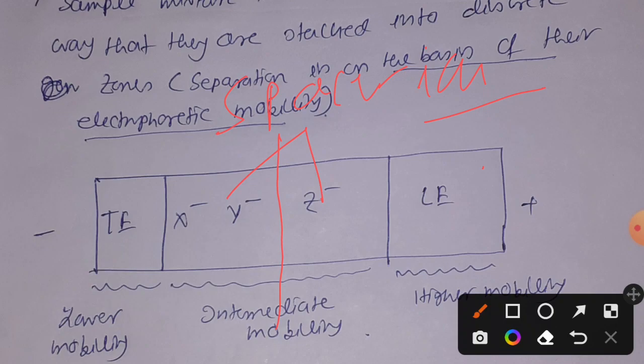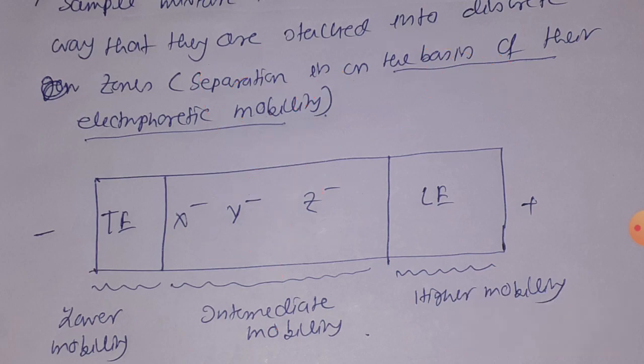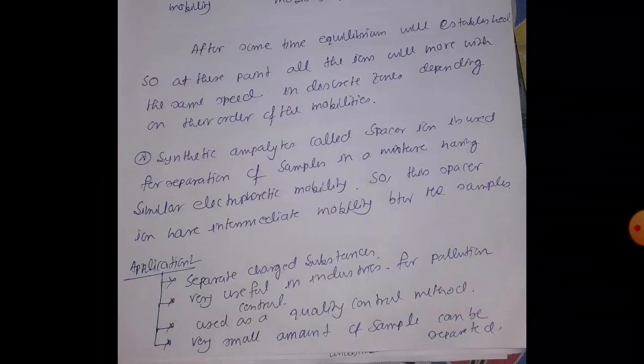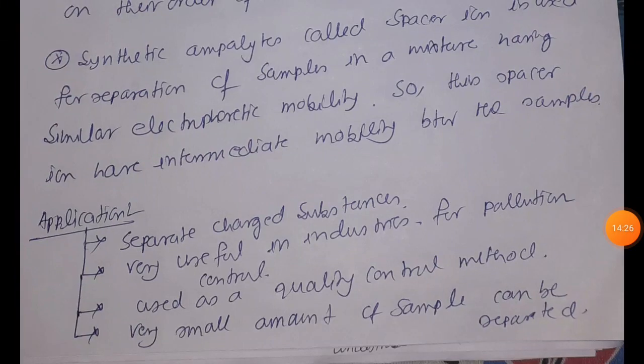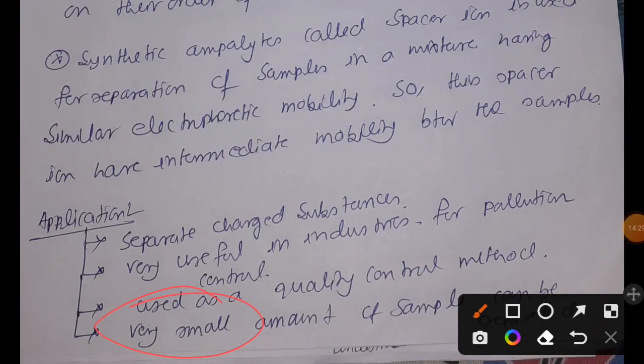Okay, this spacer ion has intermediate electrophoretic mobility between two sample ions of the mixture. As a result, the spacer ion will sit in between Y and Z and separate the two molecules for you. Okay, so that is the concept of isotachophoresis, which you can use in industries for pollution control and quality control. You can also use the concept of isotachophoresis to separate charged substances, and a very small amount of sample can be separated with the help of this method.